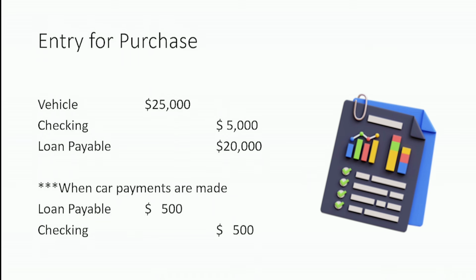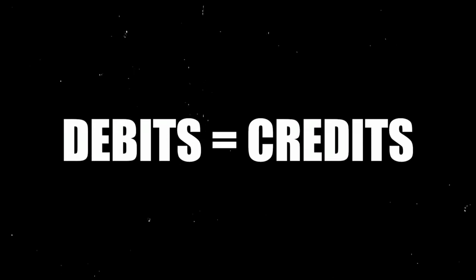Now we've got a loan payable, which is a liability. So now we have to increase our liability because now we have a liability on the table of money that we owe out. The loan payable will be credited $20,000. Now you see how our vehicle's $25,000 and our two credits here equal $25,000. Simply put, debits must equal credits.